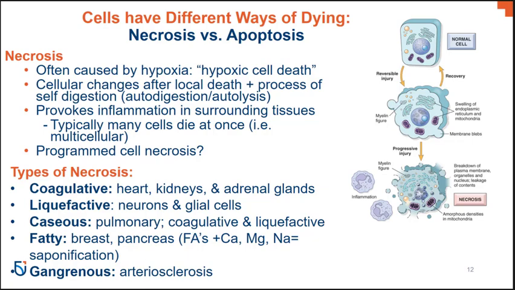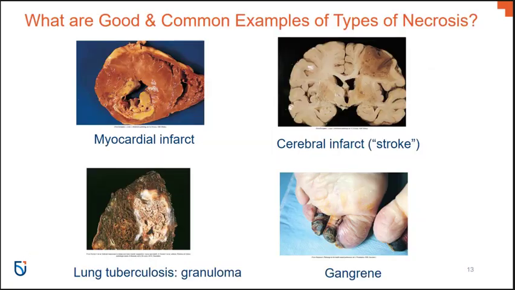Lastly, we have gangrenous necrosis. This results commonly from arteriosclerosis, or the blockage of major arteries, most commonly seen in the legs. So if somebody has arteriosclerosis, then they get an infection, gangrene can result, and that can lead to amputation. So it's a very important consideration with diabetics, as you'll learn at the very end of the term.